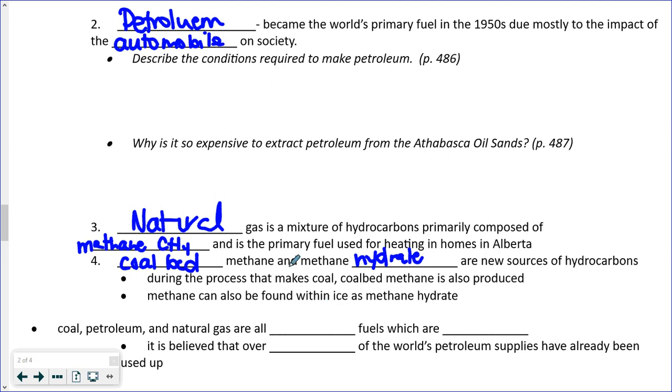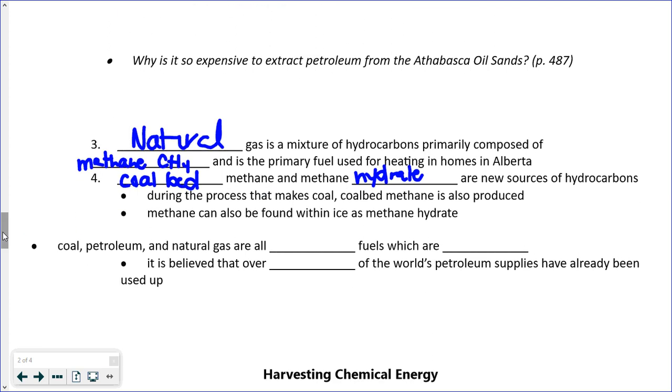So as it says here, during the process that makes coal, methane is also produced. It also can be trapped between those layers of coal. And methane can also be found within ice as methane hydrate. And methane hydrate can actually also be found in the ocean. So not just floating around in water, but when they're drilling in the ocean, they're drilling down into rock, they find a lot of methane hydrate in there as well. So all of these products that we have up above are all fossil fuels.